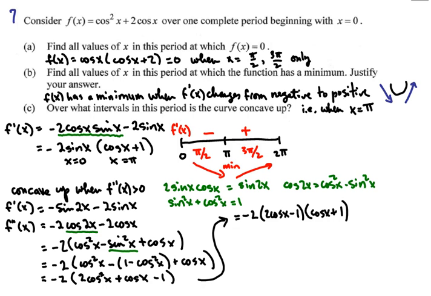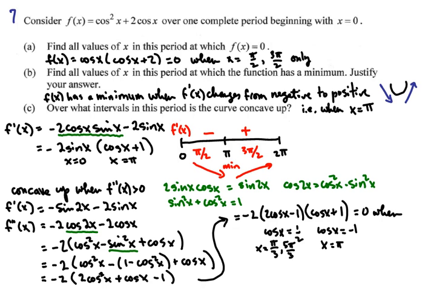Alright, we're going to continue. We have the expression -2 times (2 cosine x minus 1) times (cosine x plus 1). We want to find out where that's 0, and that will be whenever cosine is 1/2 or cosine is -1. Cosine is 1/2 at pi over 3 and also at 5 pi over 3, and cosine is -1 at pi.